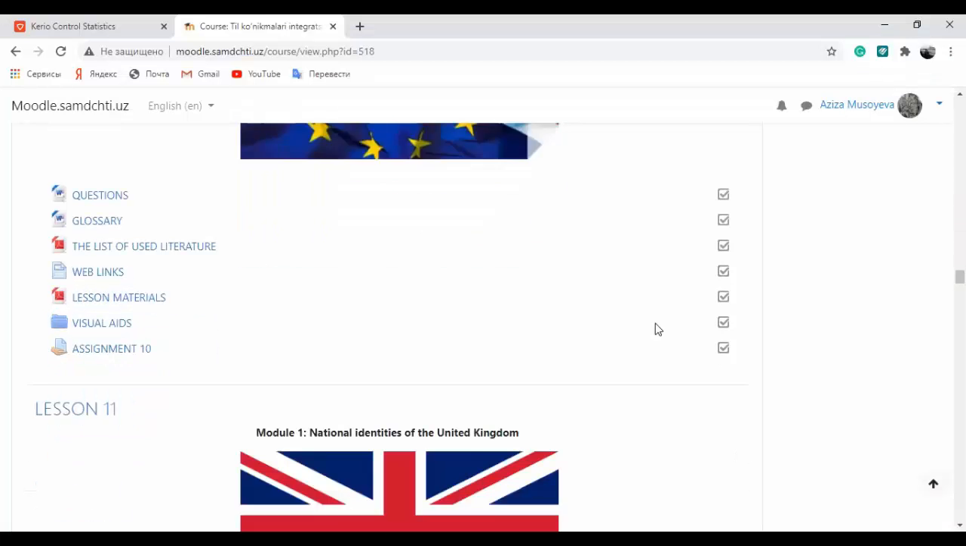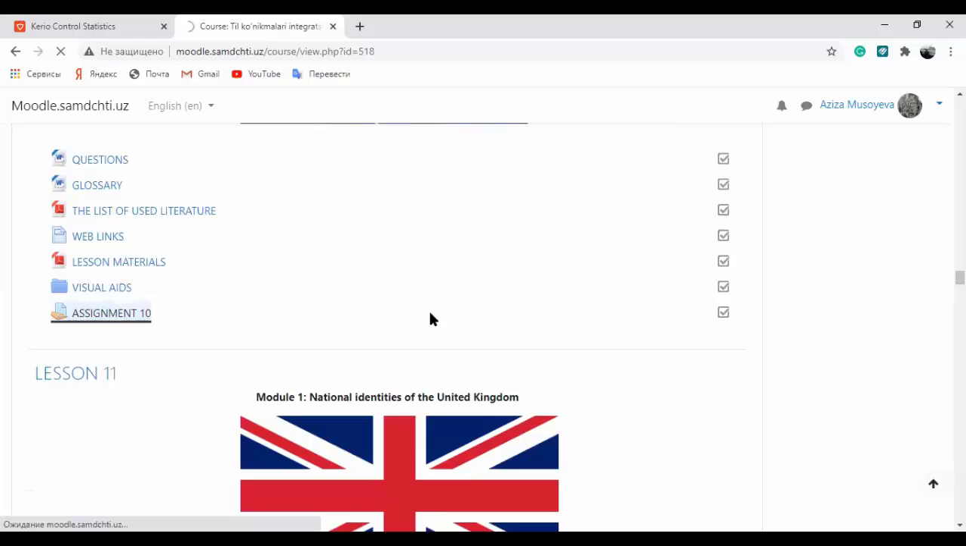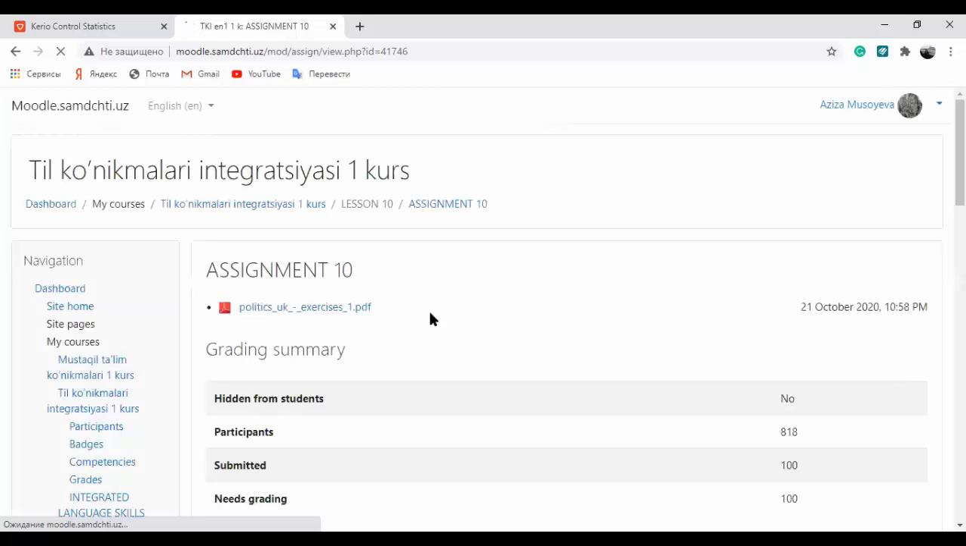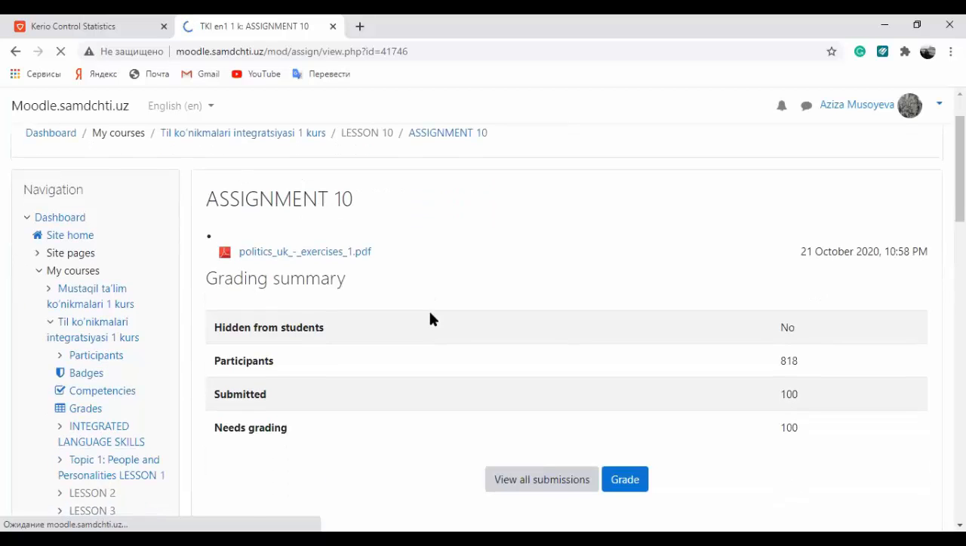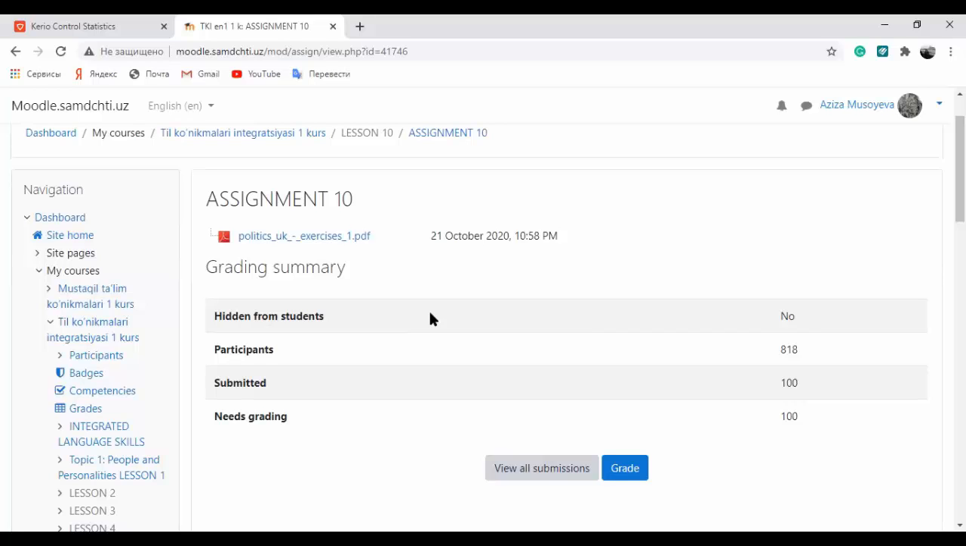For Assignment 10, when you click there, you will see the assignment that you need to upload on the Moodle platform. Let's see what is there. There are exercises about the politics of the UK. First of all, download the PDF version of the exercises, and then do the exercises. You can take pictures and upload them on the Moodle platform again. Just make sure that your file size is not more than 5 MB.